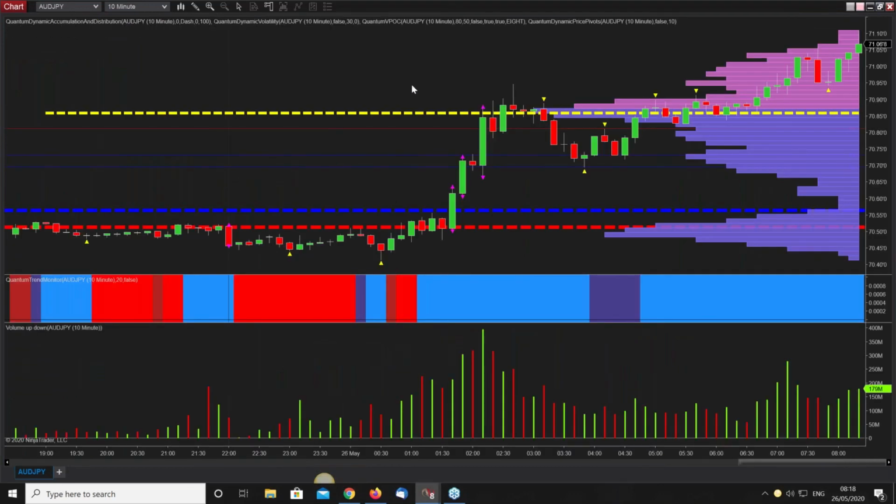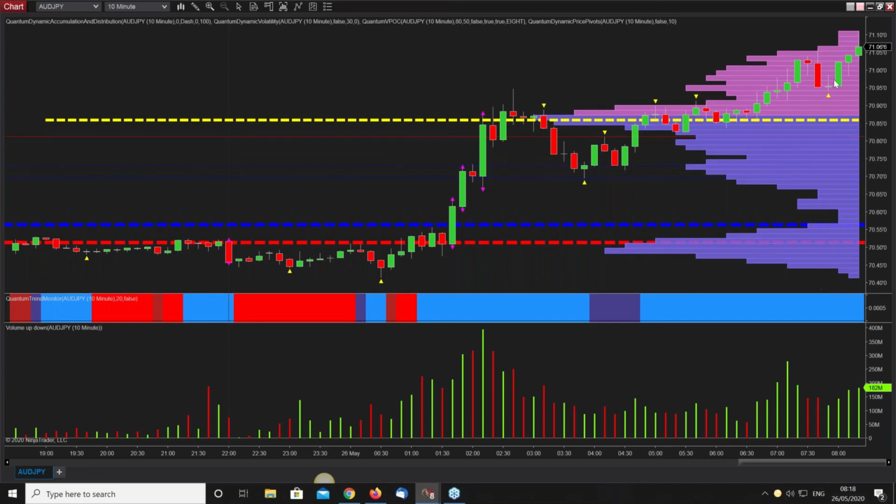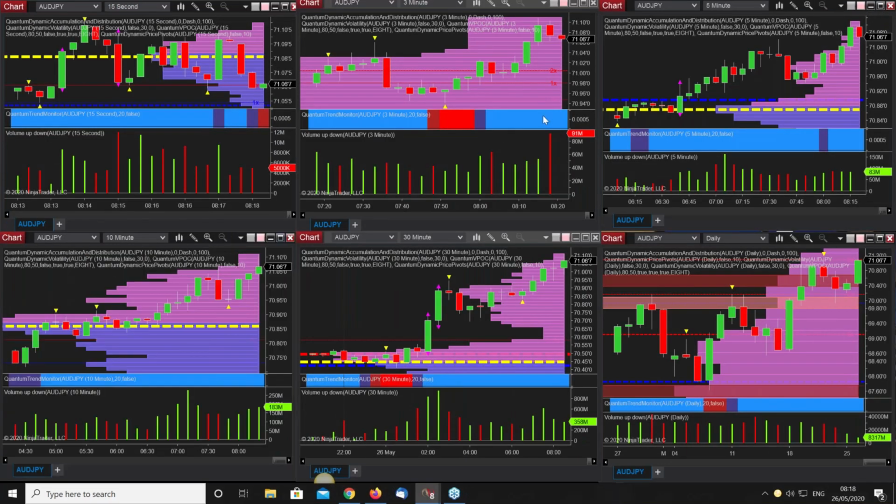This is on 10 minutes, similar sort of picture. We're starting to move higher. Nice bit of support coming in there, wick to the lower body, decent volume under there, that's good. Trend monitor's bright blue, which is what you expect to see. And on up we go. We've got light volume ahead, so that's all nice and dandy.